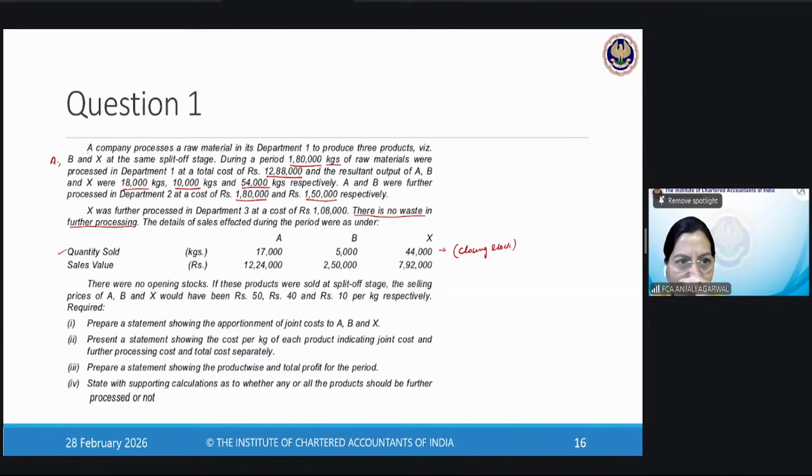Otherwise, what we would have assumed is out of 18,000, 17,000 is processed, which means 1,000 is further lost in process. Out of 10,000, 5,000 is processed, 5,000 is lost in process. 54 minus 44, 10,000 is lost in process. So that would have become the assumption had this line not been given, that there is no waste in further processing. So because of it, we understand that 17, 5, and 44 is sold.